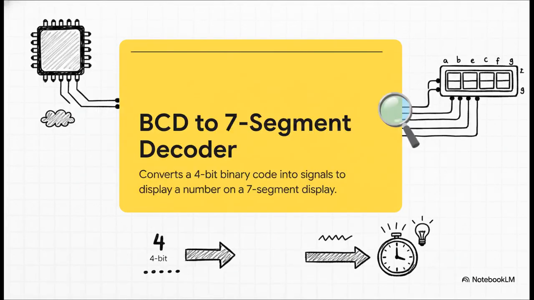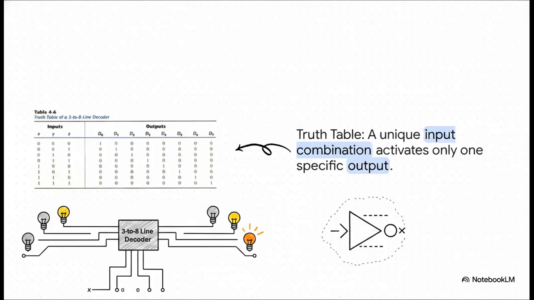And for this, a very special type of decoder comes into play, the BCD to 7-segment decoder. Now, BCD just stands for binary coded decimal. It takes a 4-bit binary code, which is just enough to represent all the numbers from 0 to 9, and its whole job is to send out the right signals to those 7 segments, usually labeled A through G, to display that number. So if the binary code for the number 2 goes in, the decoder sends out the signals to light up just the right segments to make a 2 appear. Simple as that. Let's look at a truth table to make this crystal clear.